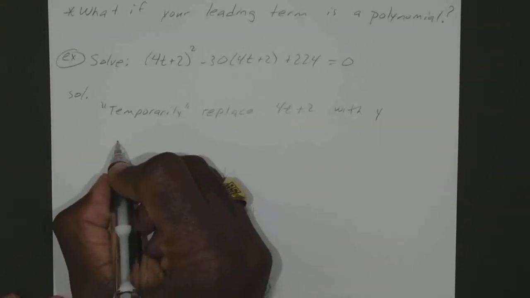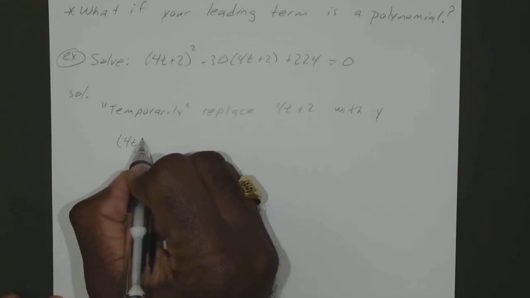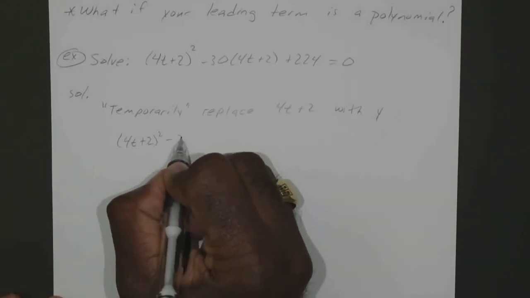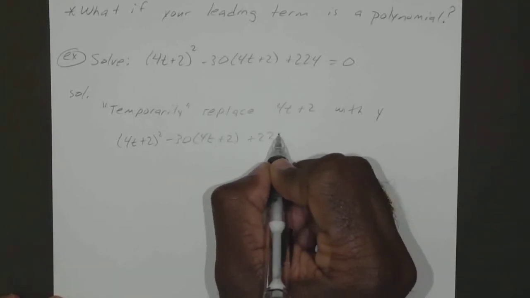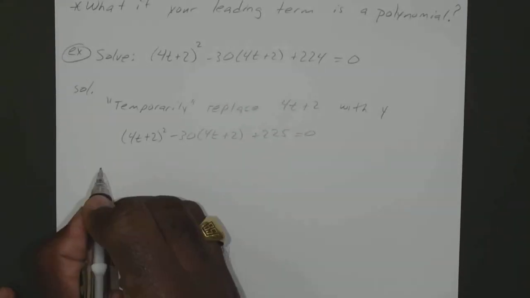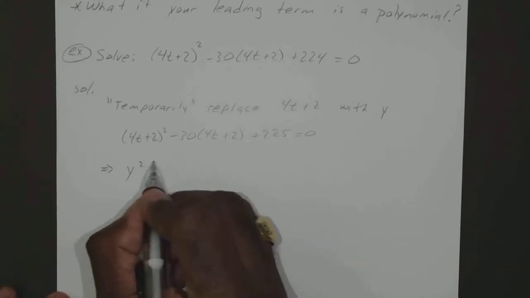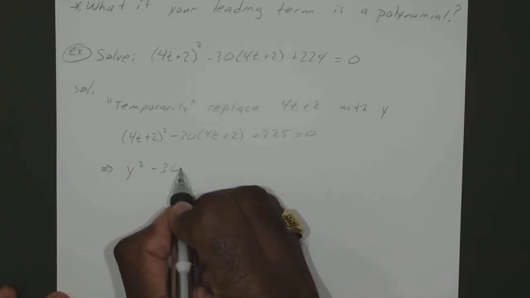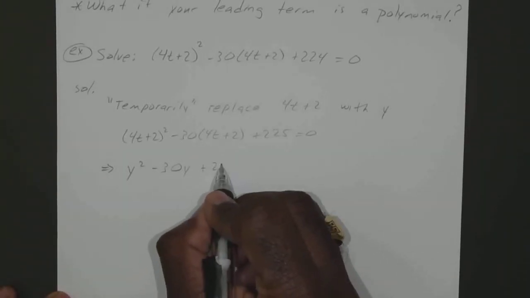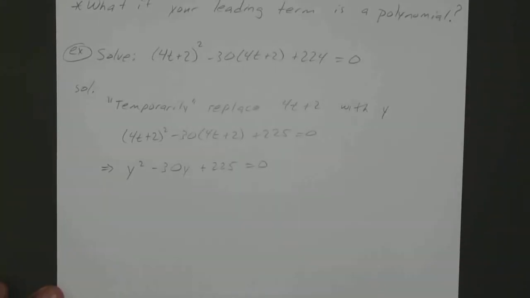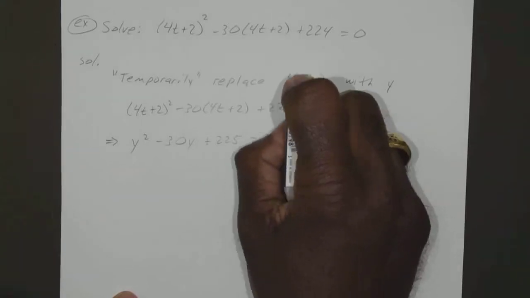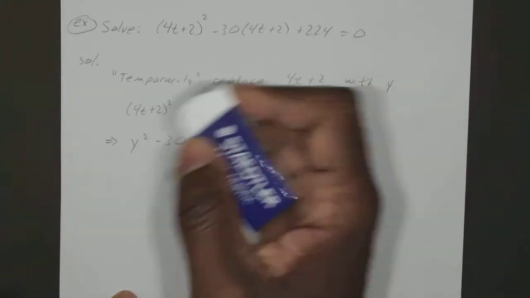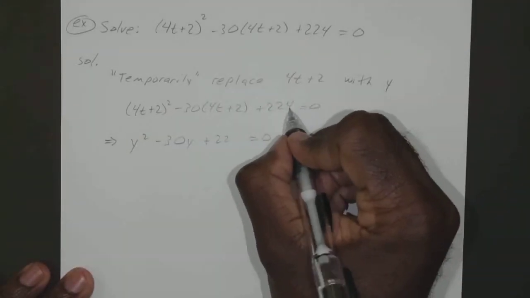So that means instead of (4t plus 2) squared minus 30 times (4t plus 2) plus 224 equals 0, we end up with y squared minus 30y plus 224 equals 0. Don't you mean 224? Nope, 224. I don't know why I put 225. Thank you. That would have made a big difference when I got ready to solve it.